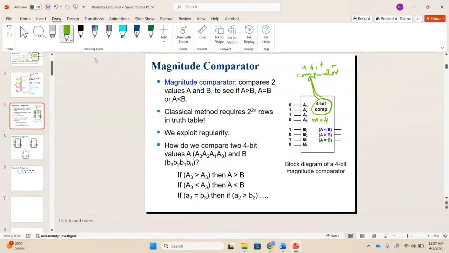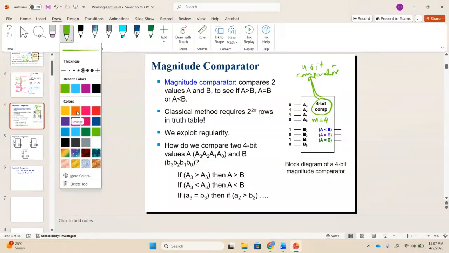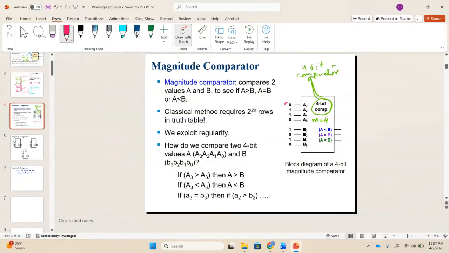It's the problem. Sometimes this is always a problem with the pen that I'm using. Can you see here now? I don't know why the pen is not working. Now, okay, it's working.